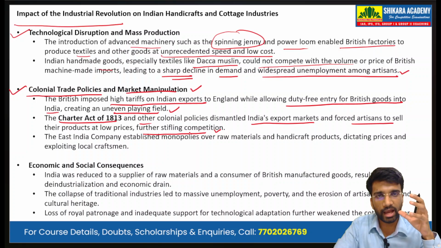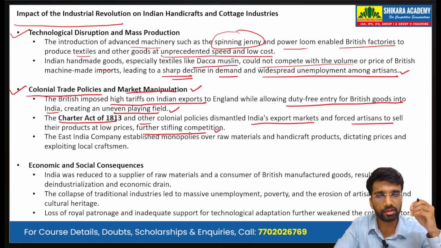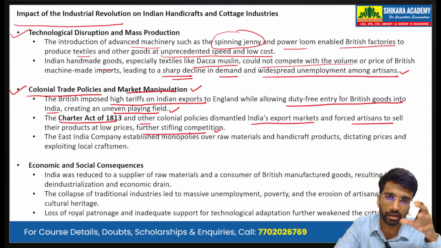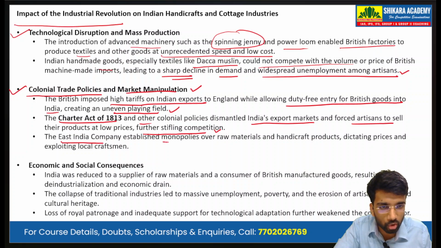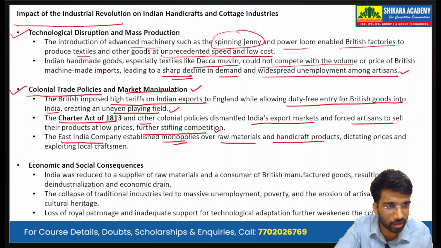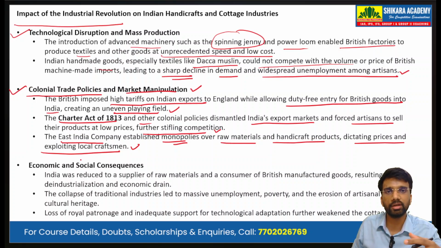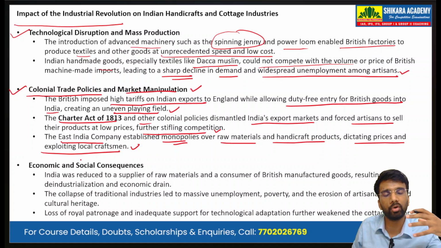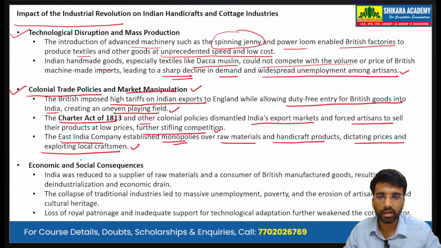So the Charter Act and the corresponding policies of the British dismantled the Indian markets and forced the artisans to sell their products at a very low price, killing the competition in such a way. The East India Company established monopolies over raw materials and handicraft products, dictating prices and exploiting the local craftsmen. So ultimately, the British East India Company monopolized all the raw material supply as well as the handicraft products.